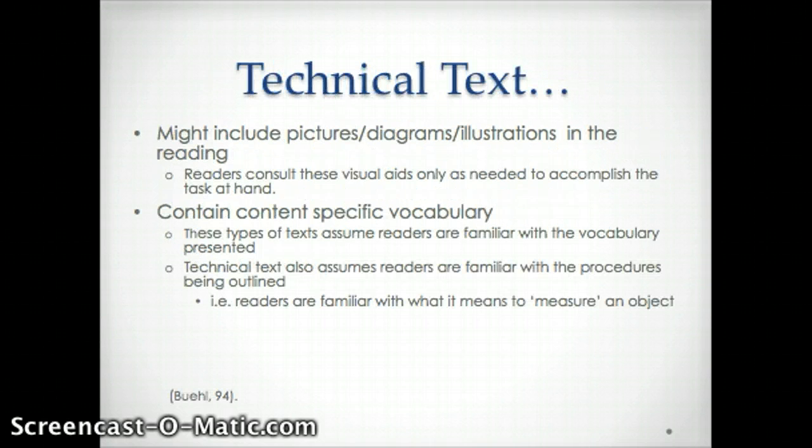Technical text might include pictures, diagrams, or illustrations in the reading. Readers will consult these visual aids only as needed to accomplish the task at hand. Technical text also contains content-specific vocabulary. These types of text assume readers are familiar with the vocabulary presented. Technical text also assumes readers are familiar with the procedures being outlined, i.e., readers are familiar with what it means to measure an object. They know what the verb measure requires of them. They can visualize the action in their mind.